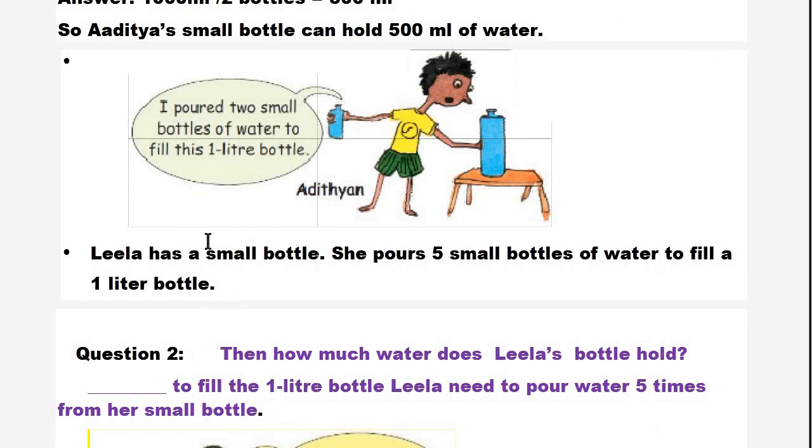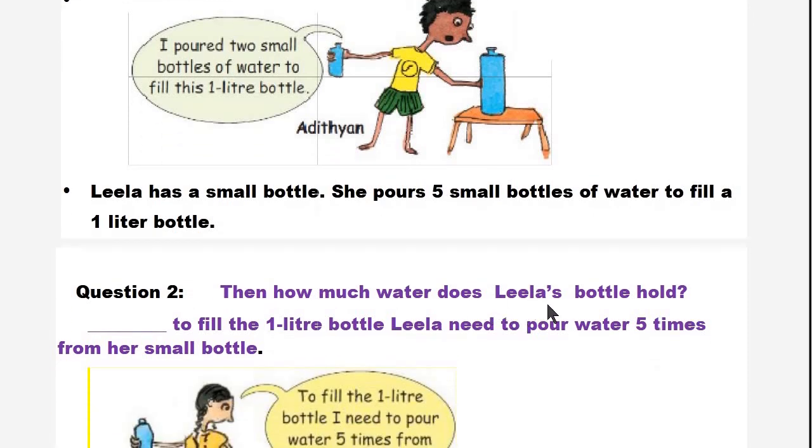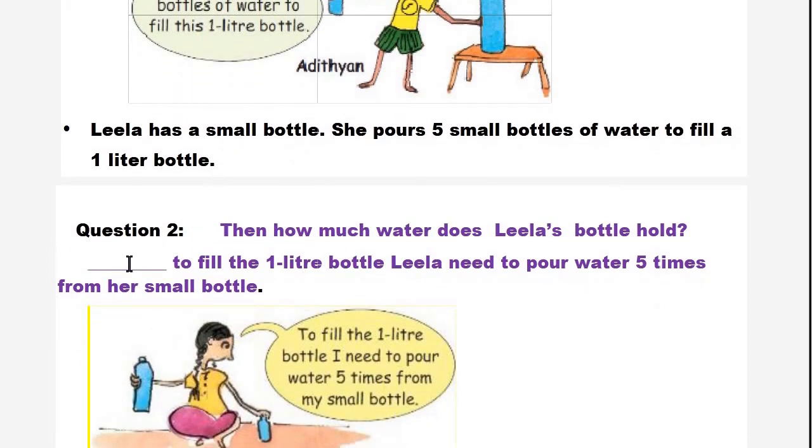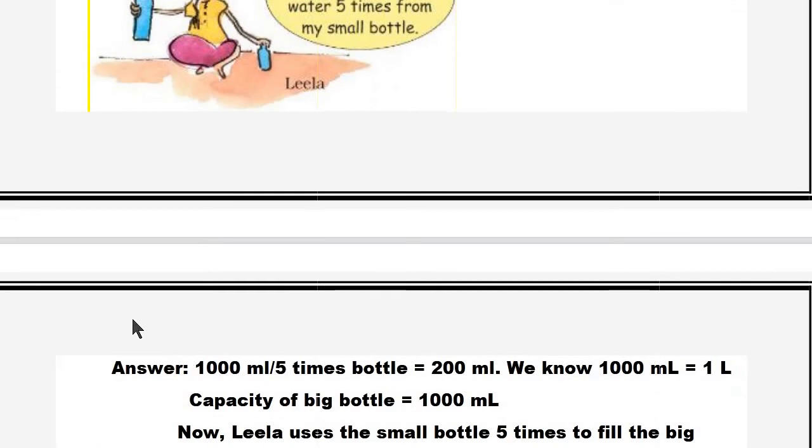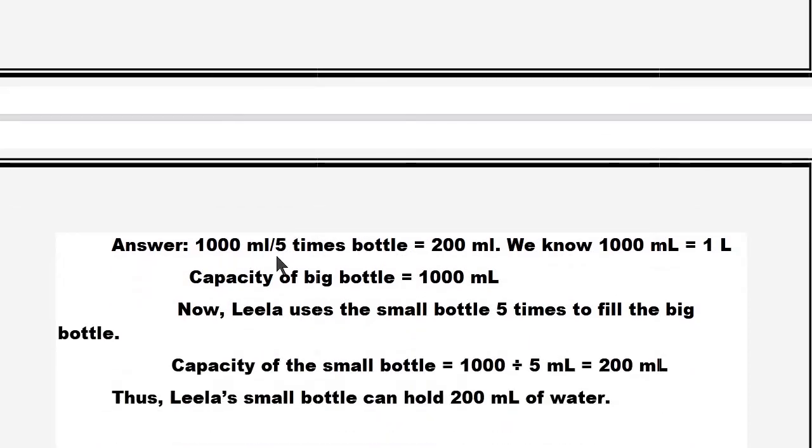Leela has a small bottle. She poured 5 small bottles of water to fill a 1 liter bottle. Then how much water does Leela's bottle hold? Leela needs to pour 5 times from her small bottle. Here is Leela's small bottle, and pouring 5 times into this bottle makes 1 liter. Answer: 1000 ml divided by 5 times is equal to 200 ml.